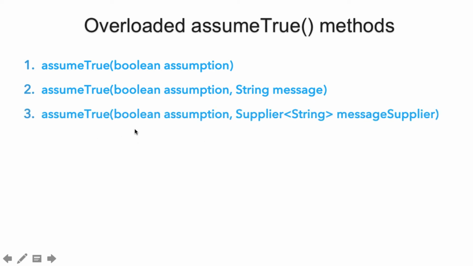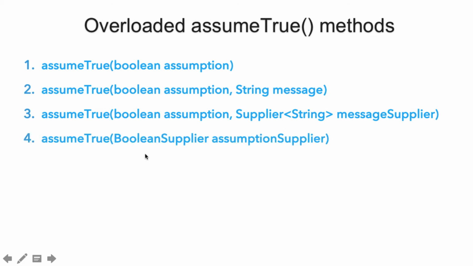The third overloaded method takes in an assumption and a Supplier functional interface. This Supplier functional interface supplies a string message whenever our assumption fails. The only advantage of using the Supplier functional interface is that it gets lazily evaluated to a string message only when our assumption fails.